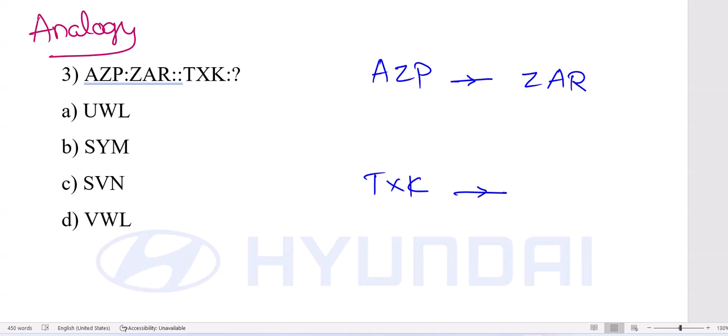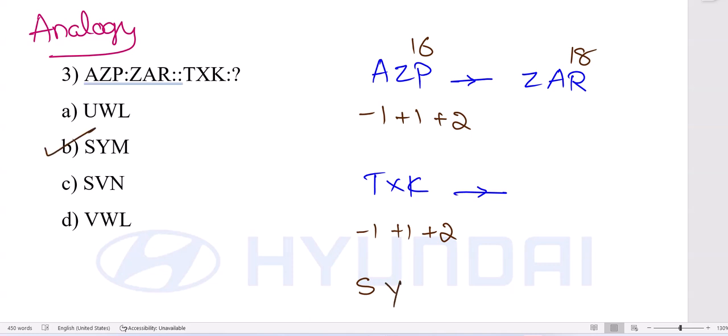Here A and Z, if you observe, A's previous letter is Z, Z's next letter is A, P and R, if you observe, P plus 2 is R. P is 16, R is 18, one letter skipping. Minus means previous, plus means next letter. Likewise, same logic: minus 1, plus 1, plus 2 we have to apply. T minus 1 means T's previous letter. X next letter. X plus 1 means SY. With SY only one option, and still you can check K plus 2 is nothing but M. It's almost like letter coding concept, coding and decoding.